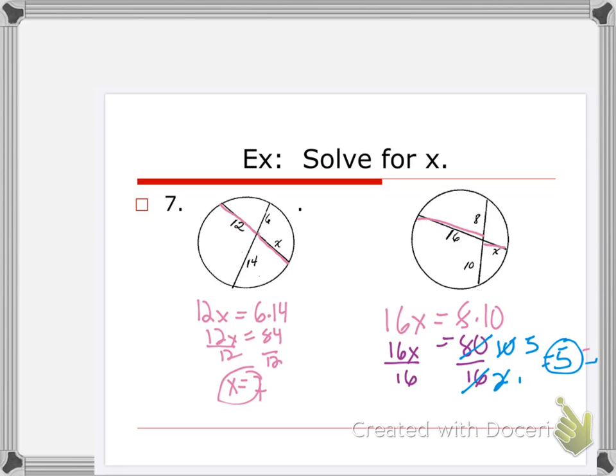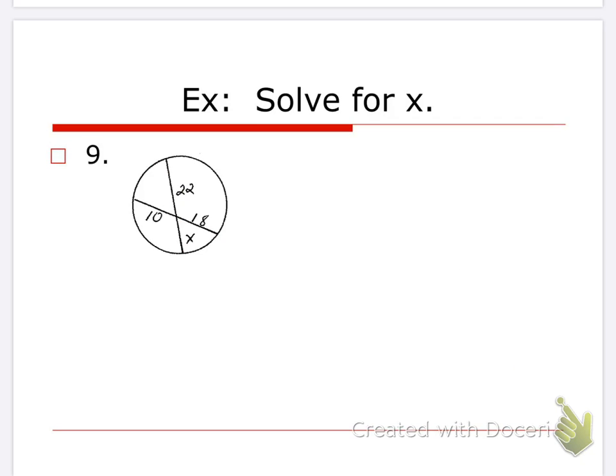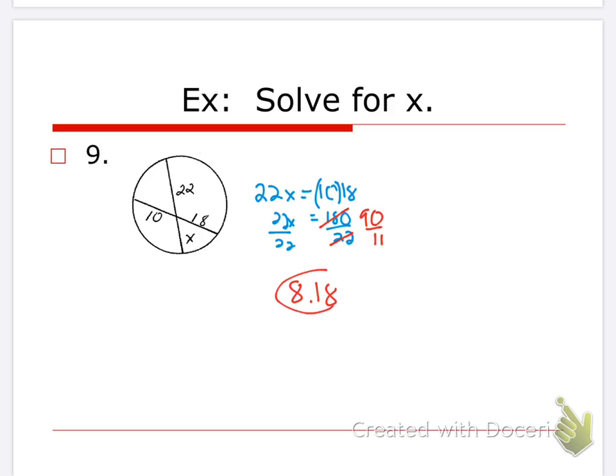Okay, one more example for us. Here we have 22x equals 10 times 18. So it gives me 180 equals 22x. We're going to divide by 22. 2 goes into 22 11 times. 2 goes into 180 90 times. We see nothing else goes into that, so you can leave it as a fraction, or we can go 90 divided by 11, which gives me 8.18.